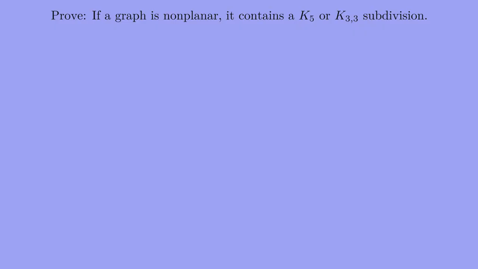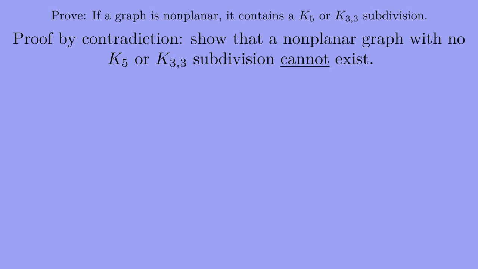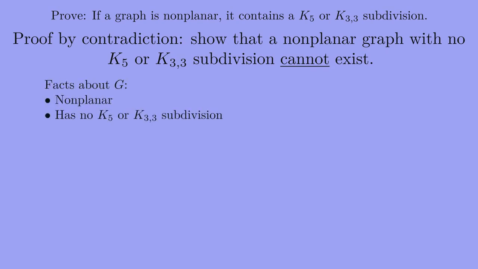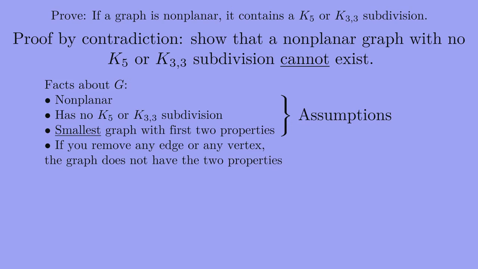We can try to prove this using proof by contradiction, and can make some simplifying assumptions to make it easier to form a contradiction. For instance, we can demand that the graph we're studying is the minimal non-planar graph with no K5 or K33, because if there was a counterexample, that is, a non-planar graph that did not have a K5 or K33, there must be a smallest one. Here, smallest means that if you remove any edge or remove any vertex, you get a graph that is either planar or has a K5 or K33.